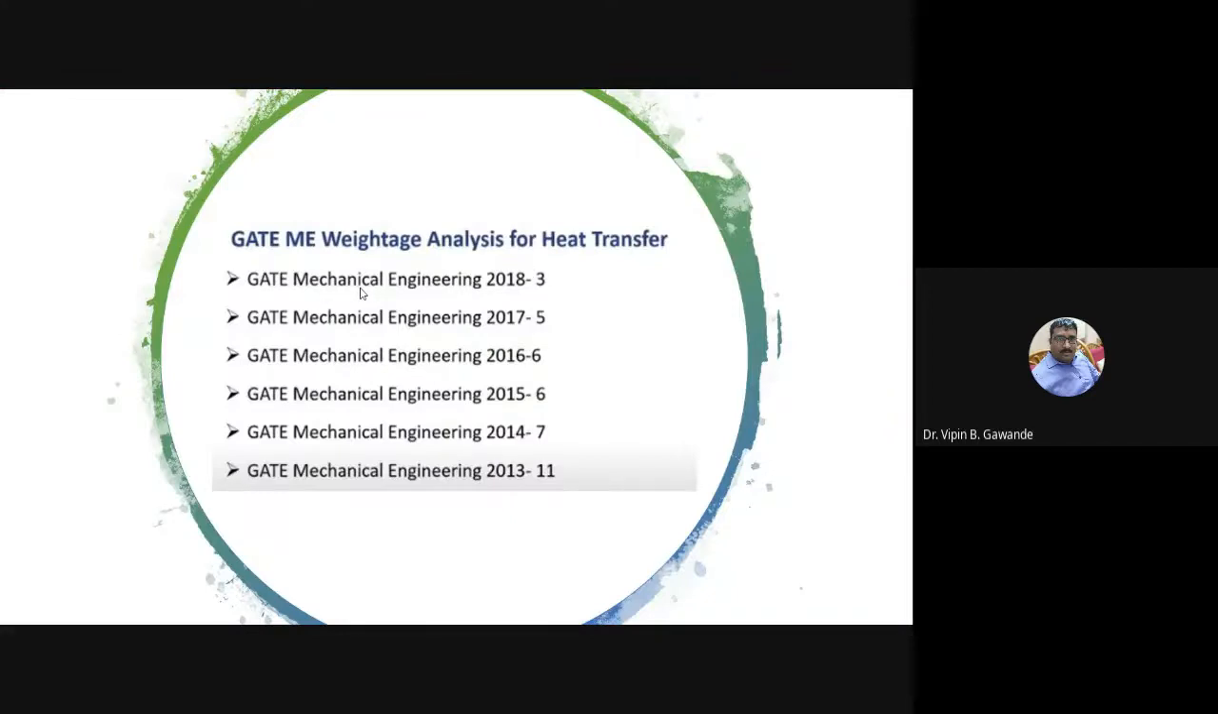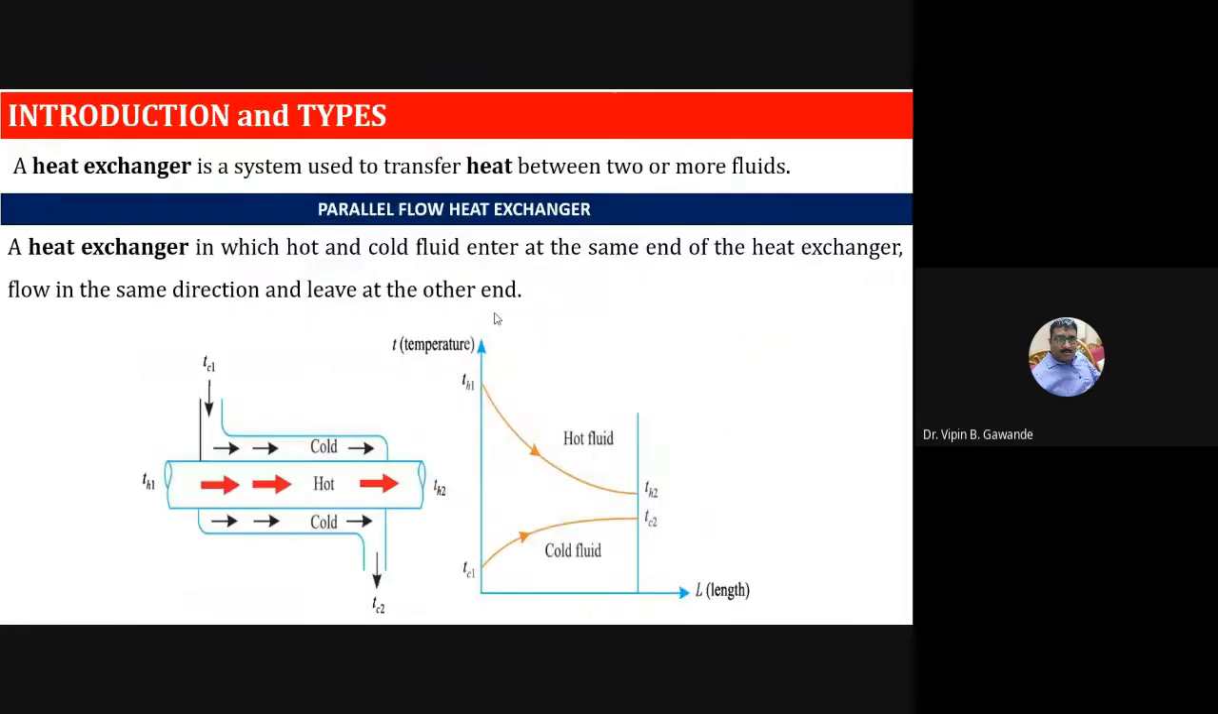This is the weightage of marks for the GATE examination, from 2013 up to 2018. On an average, 6 to 7 marks can be asked on this topic. You will definitely get questions from this topic, the heat exchanger. Now let us start with the basic theory, and we'll solve the problems from the GATE examination.